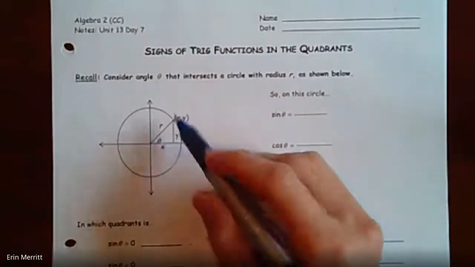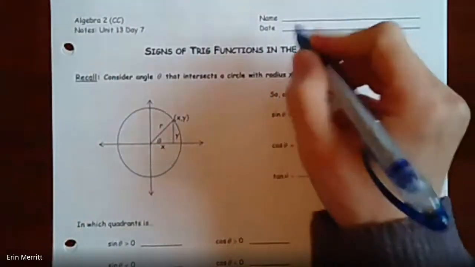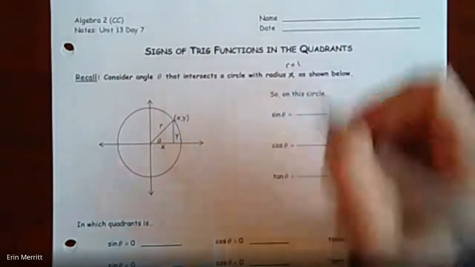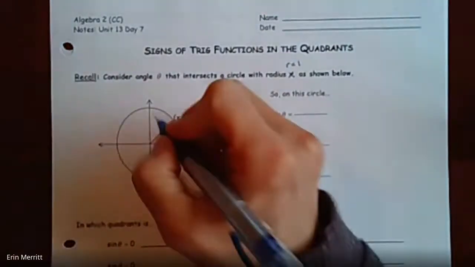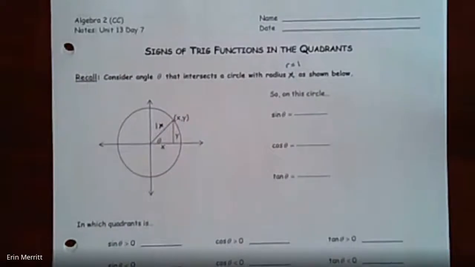So when it says consider an angle that intersects the circle with radius r, we're going to make the radius just 1. We'll make it a unit circle. It makes life a little easier. So let's actually change that, and we'll make that a 1 right there.